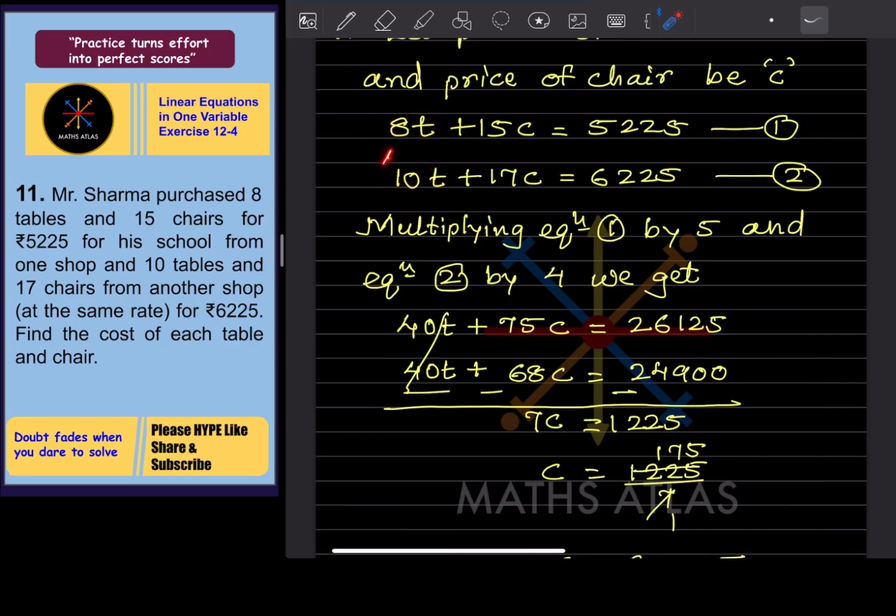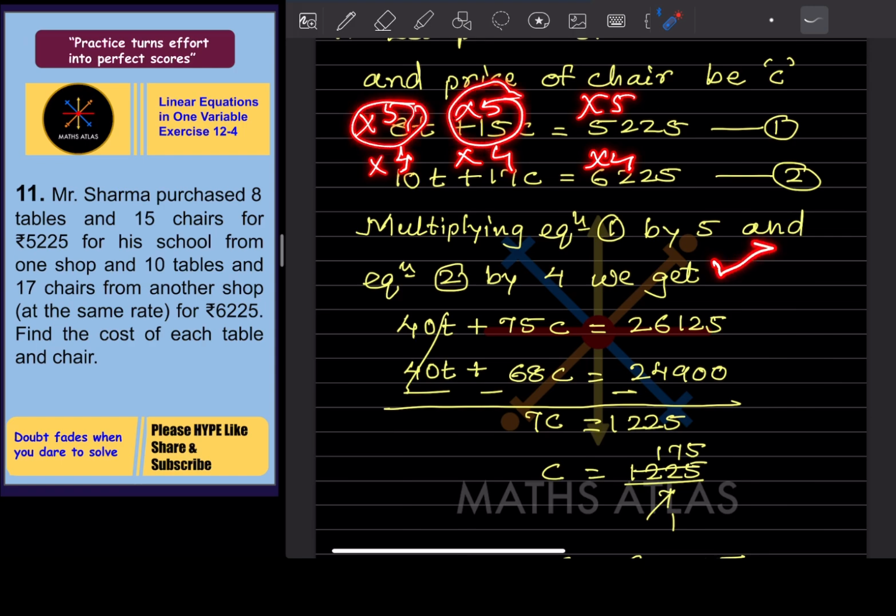So when we take the LCM of this will be 40. So this will be multiplied by 4. This will be multiplied by 5. So here also by 5, here also by 5, here also by 4, here also by 4. So multiplying equation 1 by 5 and equation 2 by 4 we get. So this is going to be 40T plus this 75C, and this is going to be 26125. Again here 40T, 68C, and this will be 24900, which is given over here.